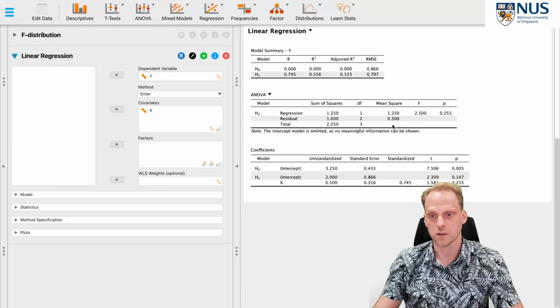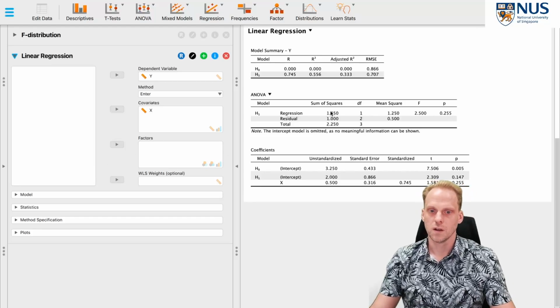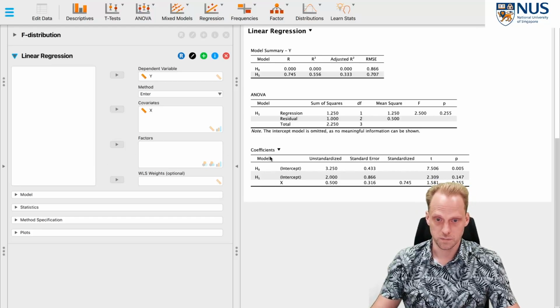Here, we actually don't see the mean square of the total, it's not that relevant. But these are relevant because these make up the F value. So 1.25 divided by 0.5 equals 2.5, and that gives the p-value. So we see here, sums of squares divided by the degrees of freedom gives the mean squares. The ratio of these gives the F value, that gives the p-value. And we can also see the coefficients. We see they're estimated to be 2 and 0.5 with associated p-values as well.